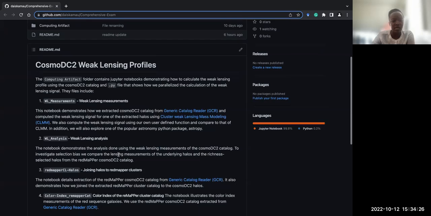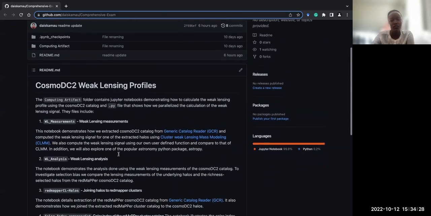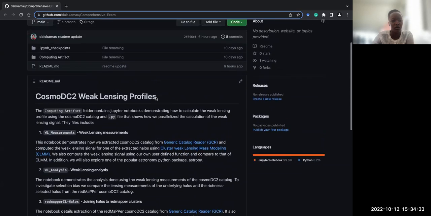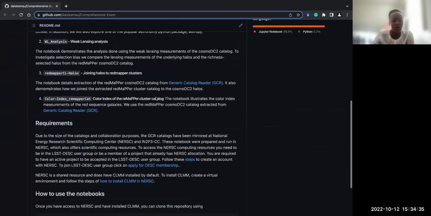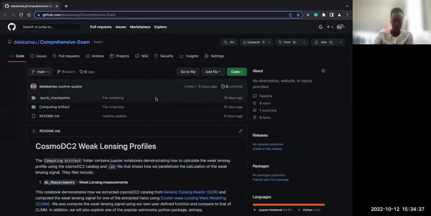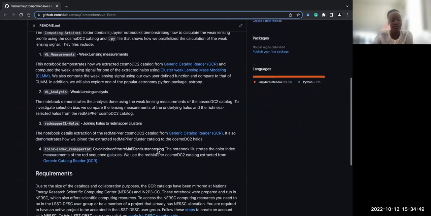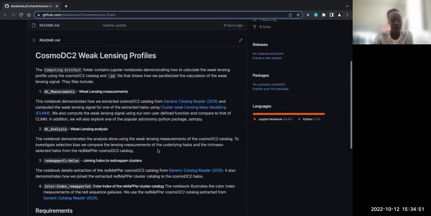So the repo contains, I hope you can see my screen, some of the notebooks that I've been working on to compute the weak lensing signal. It has 4 main Jupyter notebooks, and I've explained them in the README.